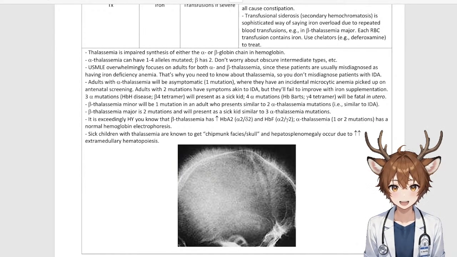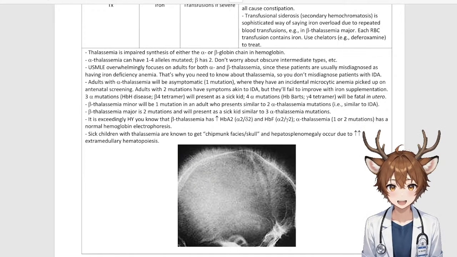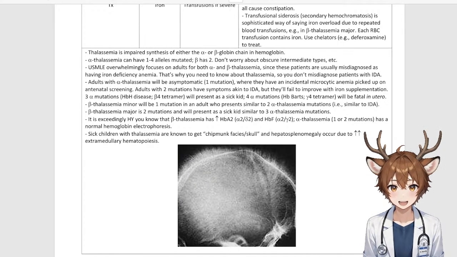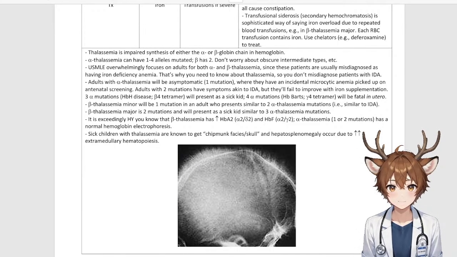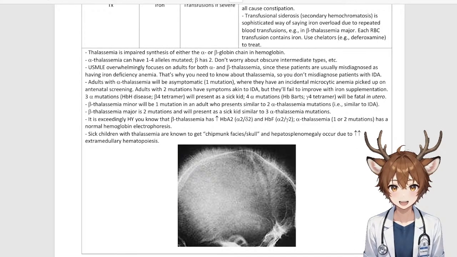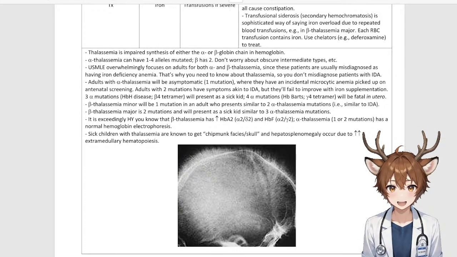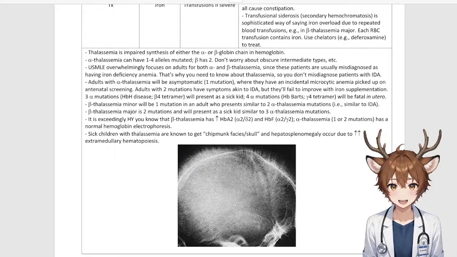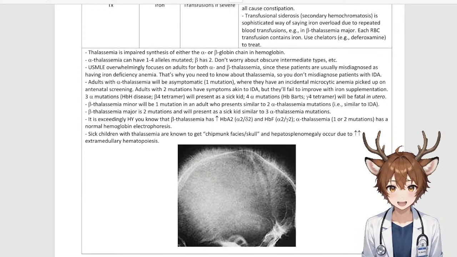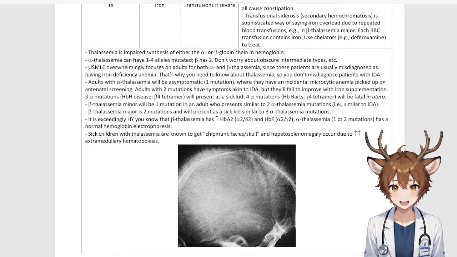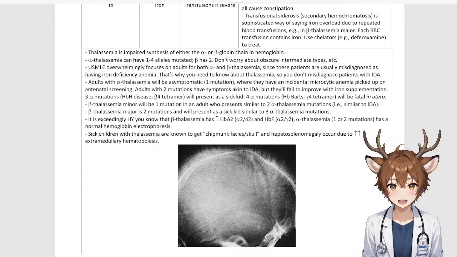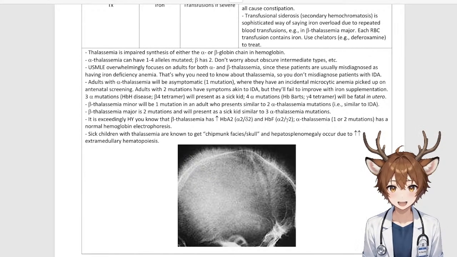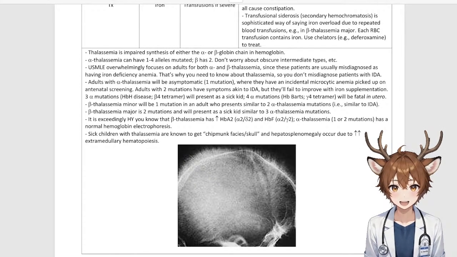Beta thalassemia minor will be 1 mutation in adults who present similar to 2 alpha thalassemia mutations, that is to say similar to IDA, iron deficiency anemia. Beta thalassemia major is 2 mutations and will present as a sick kid similar to 3 alpha thalassemia mutations. This is exceedingly high yield: beta thalassemia has an elevated HbA2, alpha 2 delta 2, and HbF, alpha 2 gamma 2. Alpha thalassemia, 1 or 2 mutations, has normal hemoglobin electrophoresis.